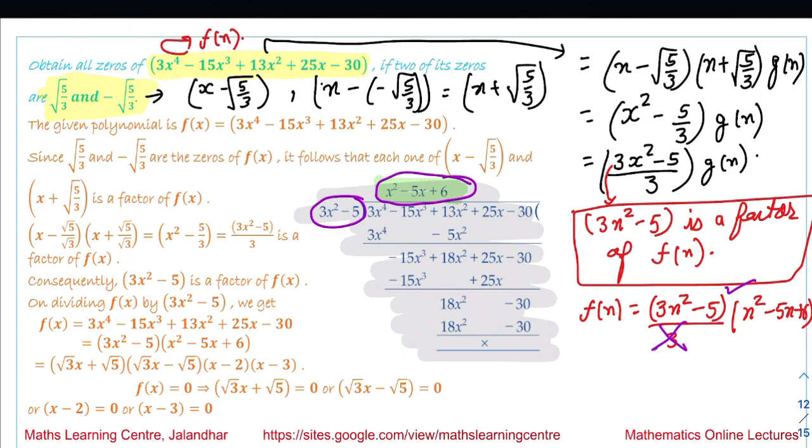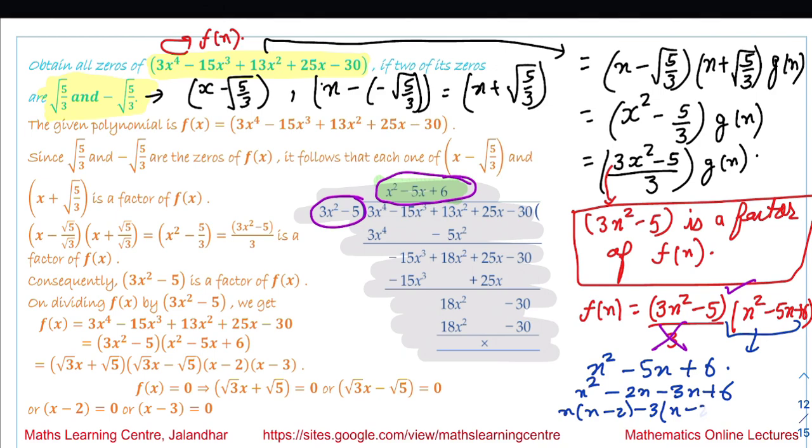Now what we have to do is factorize this term, x² - 5x + 6. We can write it as x² - 2x - 3x + 6. So it is x into (x - 2), and -3 into (x - 2). The answer we will get for this is (x - 3) into (x - 2). So the zeros that we will get are 3 and 2.